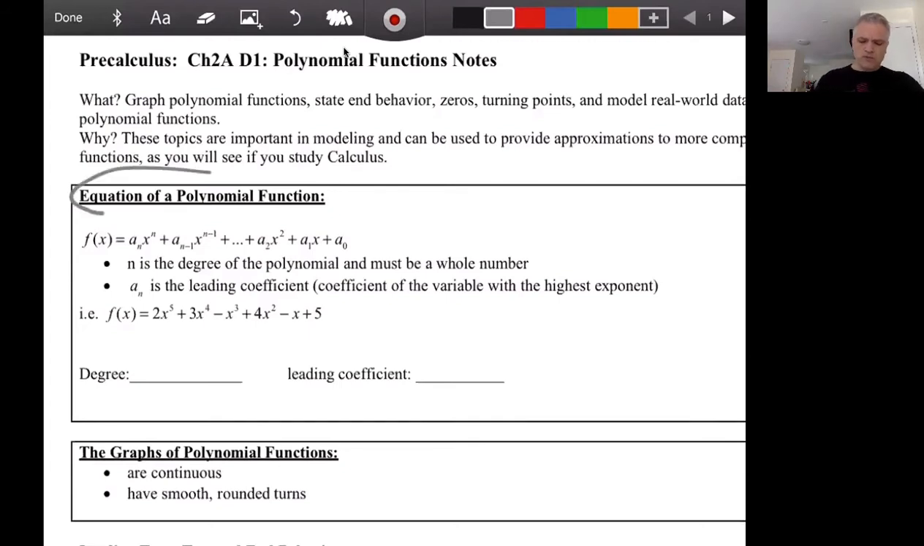So we look at an equation of a polynomial function, and we say we can have a coefficient, which is just the number in front of the letter, and then we can have a variable raised to a power, or multiple variables raised to powers. Now it says n is the degree of the polynomial, must be a whole number. Now notice that n is the highest exponent of the variable. All right, so this is the highest exponent of a variable.